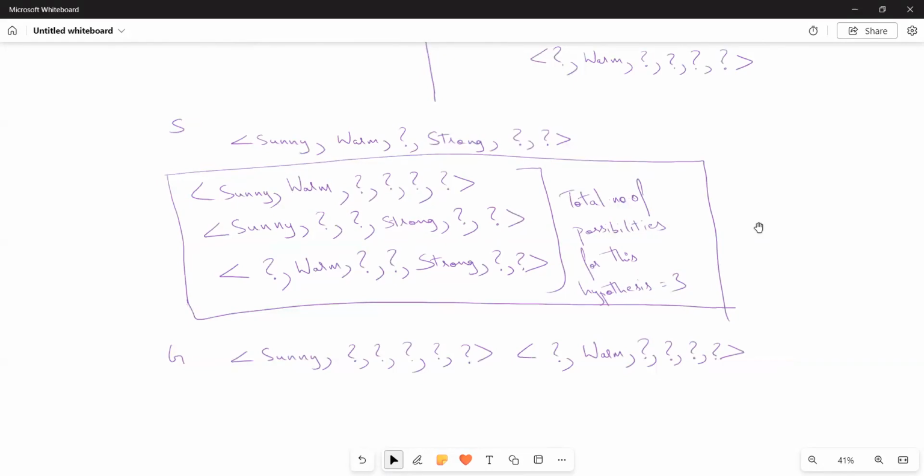I have also added the video link for this algorithm, an explanation of the candidate elimination algorithm. If this is still not clear to you, I highly recommend you watch that, and then you can start solving the examples.